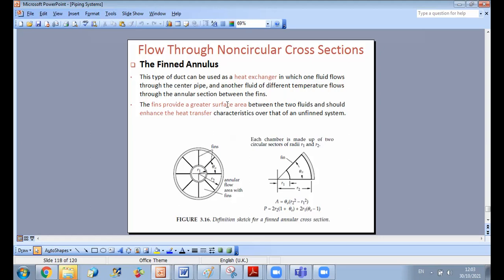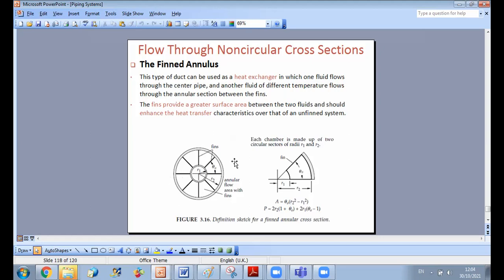I think if you took a heat transfer course, you have seen that fins are one of the strategies to enhance heat transfer properties. So in this case also we have relations or tables that can allow us to find, in case of laminar flow, what the characteristics of such flow are.